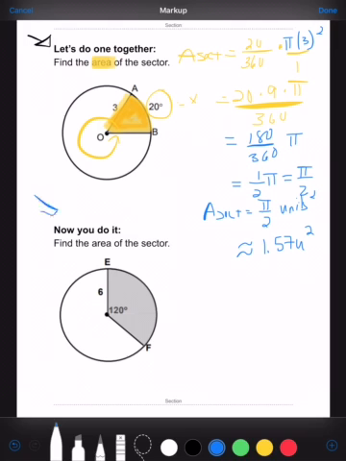Now it is your turn to do it. Find the portion of the sector. Okay, what portion of the whole circle is this sector? And then find the area. Okay, go ahead and do it. I'll tell you the answer in a minute.